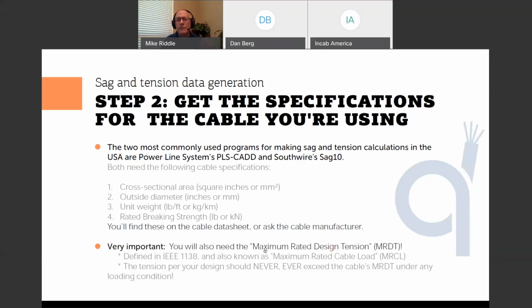Now, this is the official term that was adopted by the IEEE. I believe it was the 2009 edition. This term is also known as the maximum rated cable load, or MRCL, but the meaning is exactly the same and the effect is exactly the same.